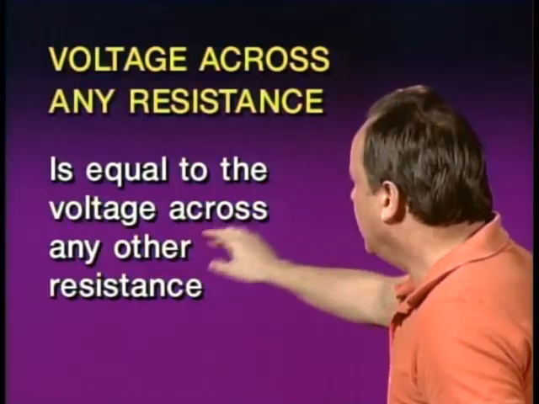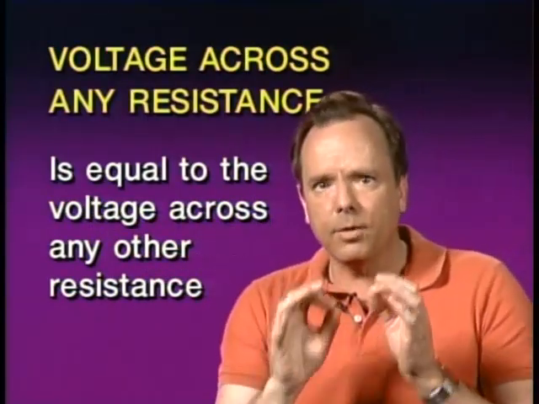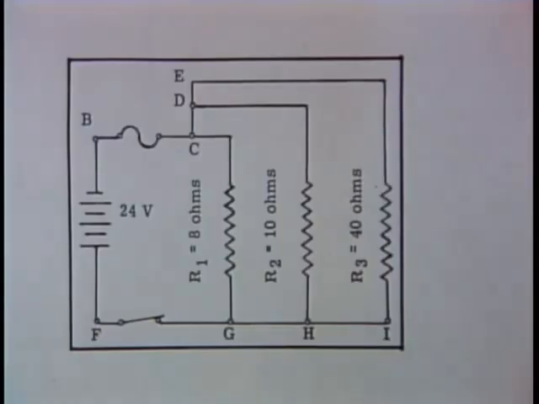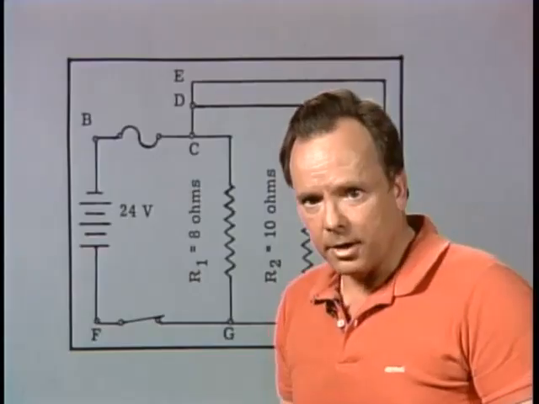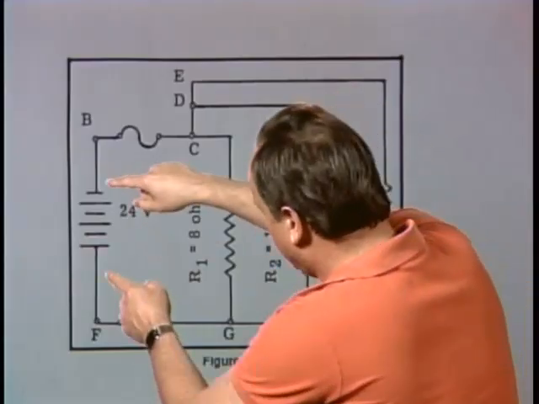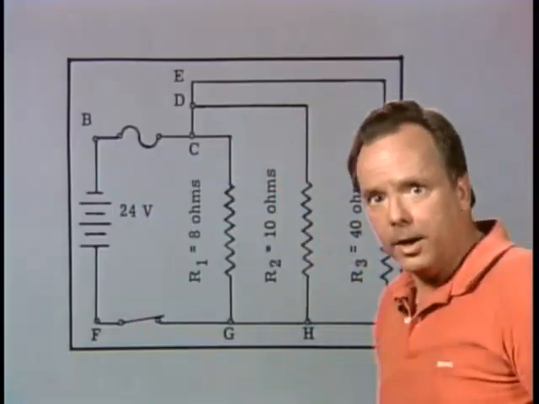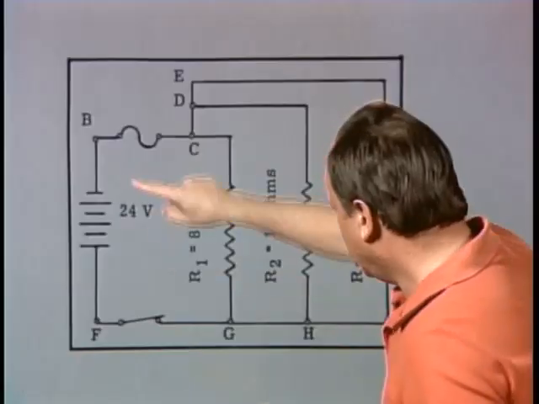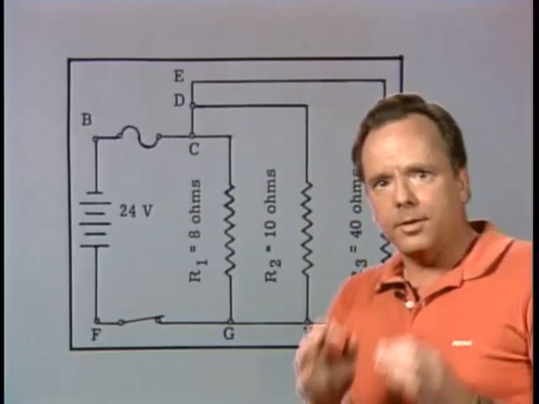Things are just sometimes a little bit more complicated in a parallel circuit, but the thing you need to know is that the voltage drop across any resistance in a parallel circuit, and in that group, is equal to the voltage drop across any other resistance. In other words, all of the voltage drops across resistors in a parallel circuit are equal to each other.